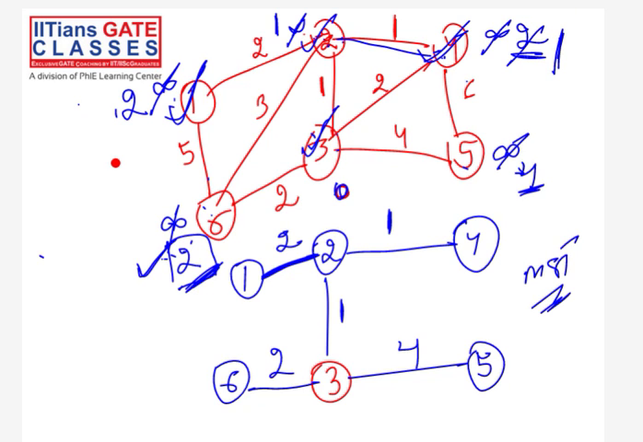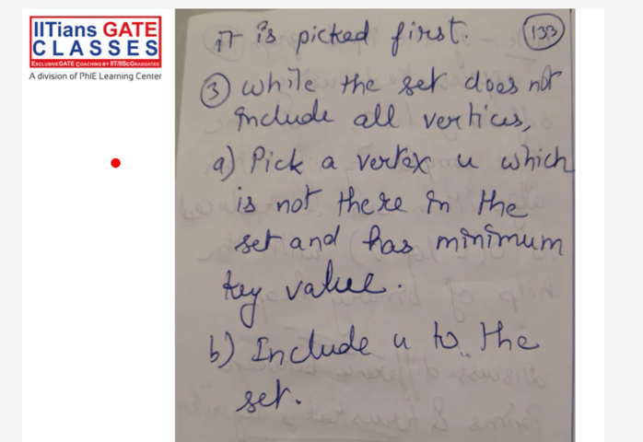This we saw. So after that, while the set does not include all vertices, that means the visited array does not have all the vertices, pick a vertex u which is not there in the set and has the minimum key value. Those key values you maintain for all the vertices, and you pick the minimum from all the values for a vertex which is not yet included in this particular set. And you have to include that particular vertex. Let's say that vertex is u. So you have to include that vertex in your set.